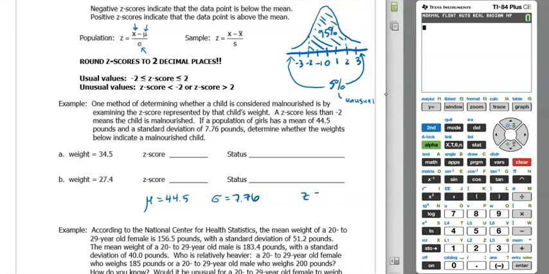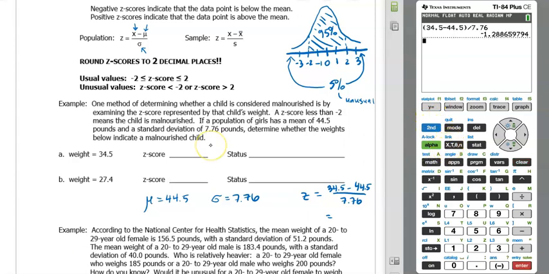And I'm just going to go into the formula here. It should be the data value, 34.5, minus the mean, which is 44.5. And then we will divide this by 7.76. And we can perform that in the calculator. And that gives us a z-score of negative 1.29. Of course, we always round z-scores to 2 decimal places.